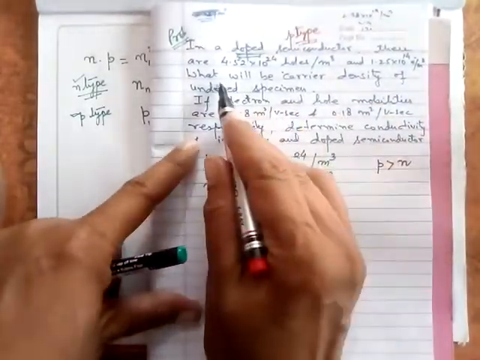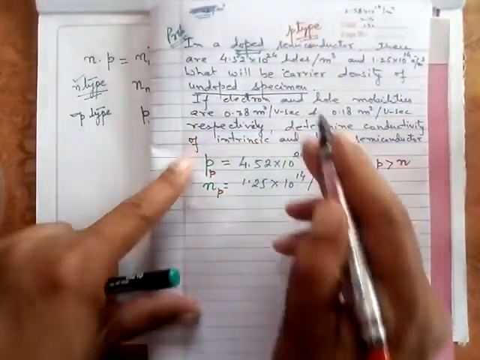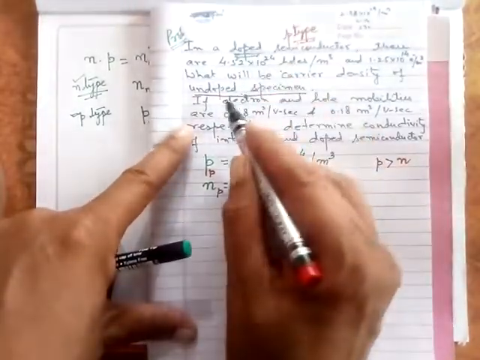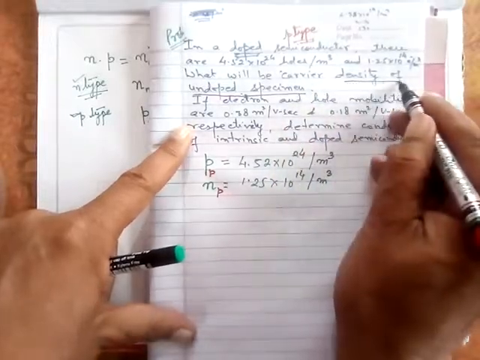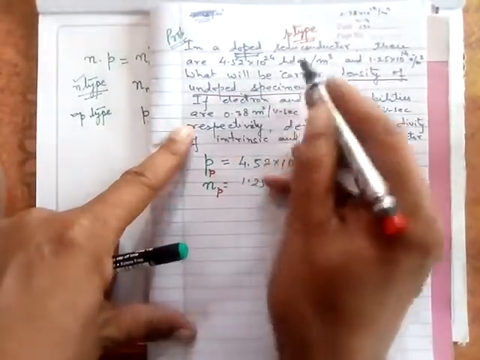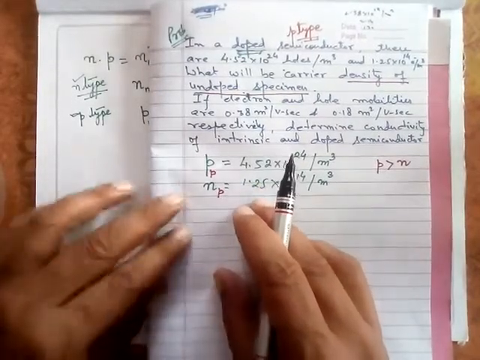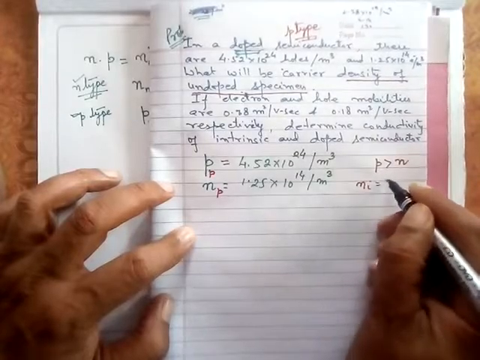Now what will be the carrier density of the undoped specimen? Undoped specimen means an intrinsic semiconductor that was later doped. It is asked the intrinsic concentration, the density of the undoped semiconductor. Undoped means when it was not doped. It is made p type after doping. So what I need is Ni. The first part asks for Ni.